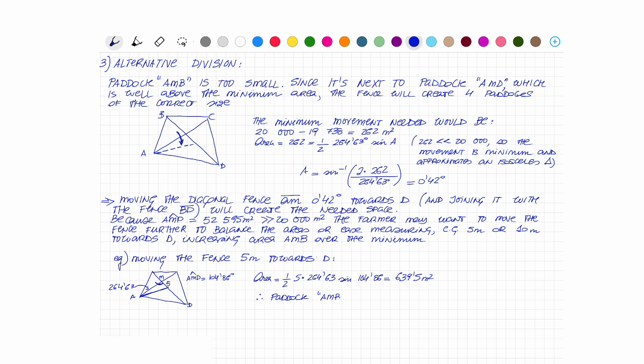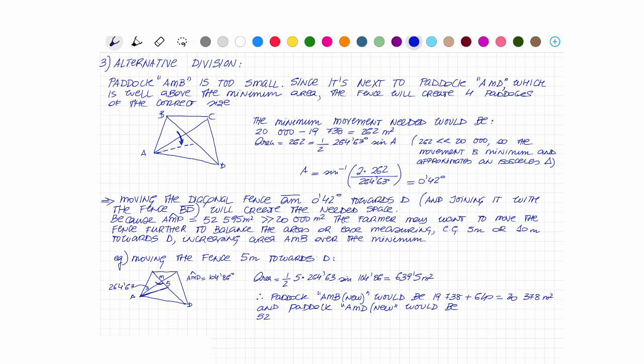This way, paddock A and B would be 19,738 plus 640 square meters, or 20,378, and the new paddock A and D, it's still 52,595 minus 640, 51,955 square meters, well above the minimum.